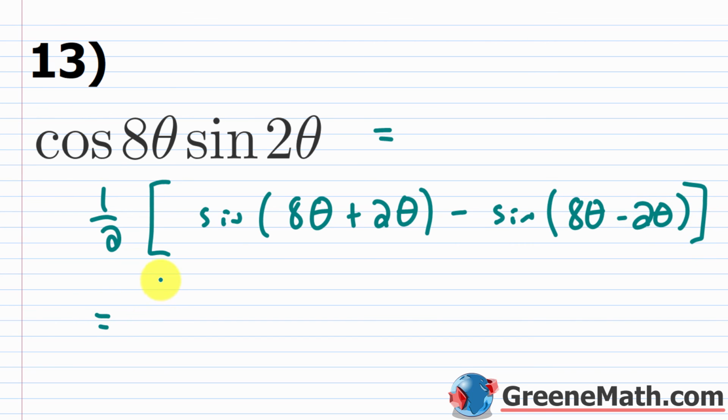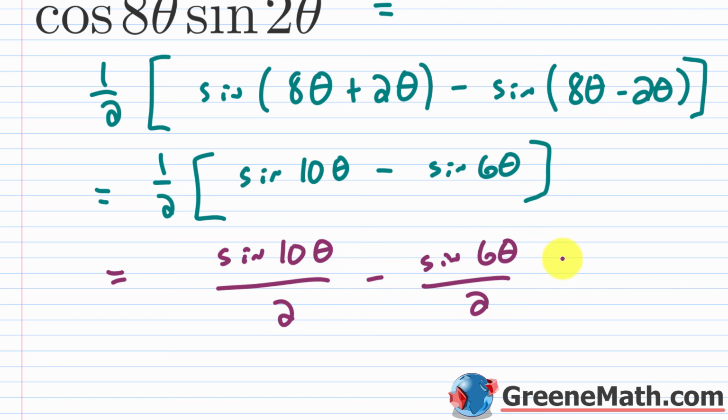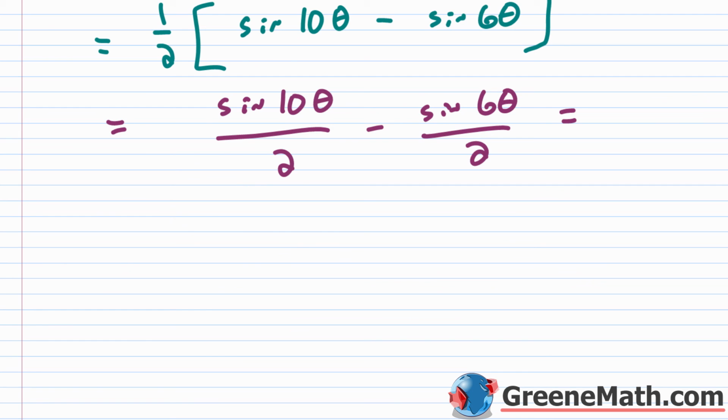So let me say this equals, you have 1/2 times this quantity. The sine of 8 theta plus 2 theta, we could just say this is the sine of 10 theta. And then minus the sine of 8 theta minus 2 theta would be 6 theta. So I'll just distribute the 1/2 to each guy here. So this would be sine of 10 theta over 2 minus sine of 6 theta over 2. And of course, you could write that with a common denominator if you wanted to. So you could say this is the sine of 10 theta minus the sine of 6 theta over 2.